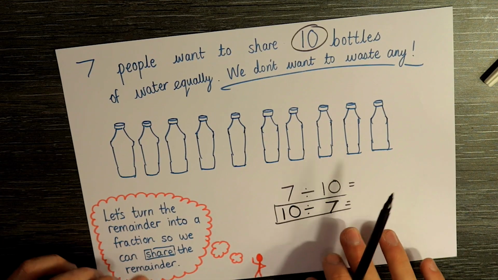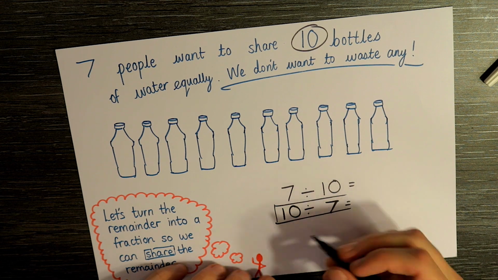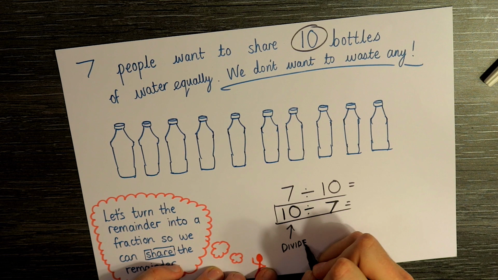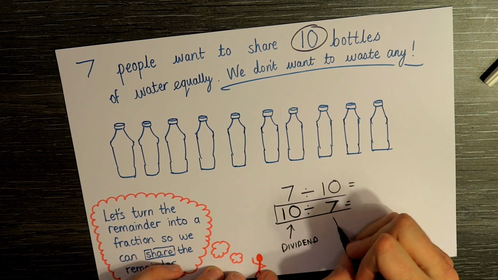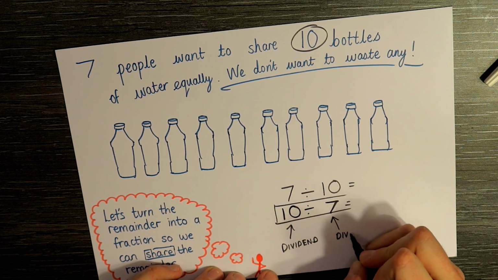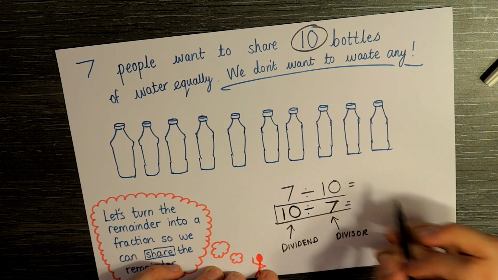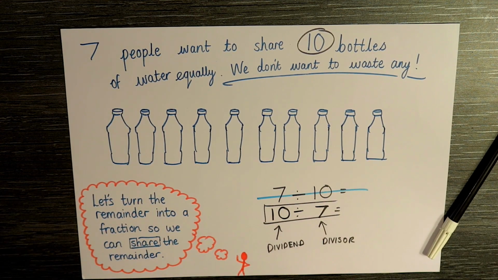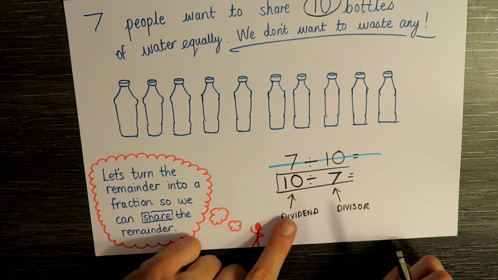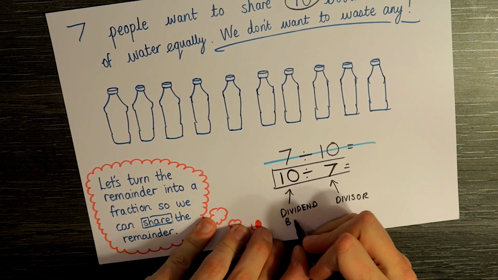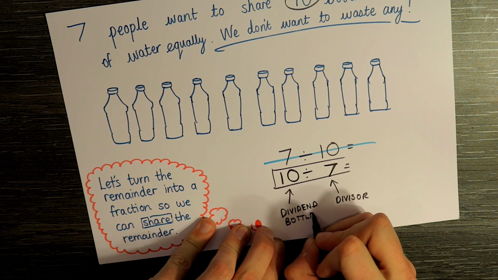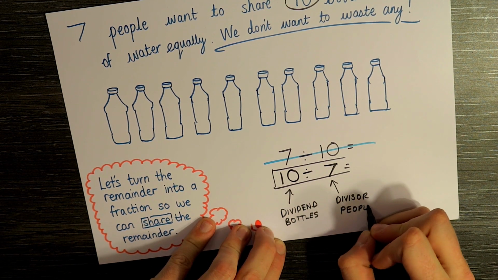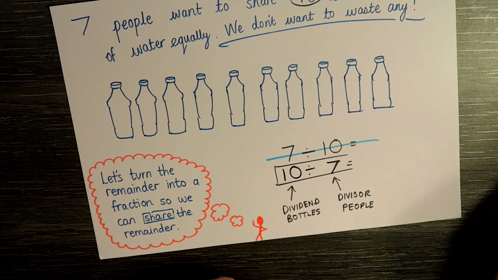You need to think, what am I sharing? And it's the dividend that you are sharing. And the divisor is how many you are sharing it between. So actually, I'm going to get rid of this because that's going to confuse us. So we know that we've got 10 bottles, and I'm going to write bottles here. And we want to share between 7 people. So let's do our normal division.